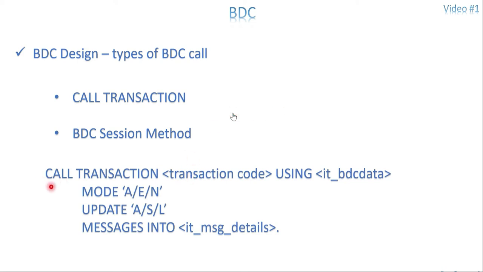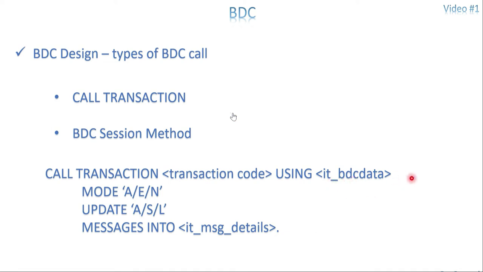The syntax is CALL TRANSACTION with the transaction code you need, USING an internal table. This is the reference of the BDC data structure. This internal table has the entire instructions for what needs to be done for one record, just one record. If a file has 100 records, every time this internal table should hold only one record, not all the records. One record at a time.